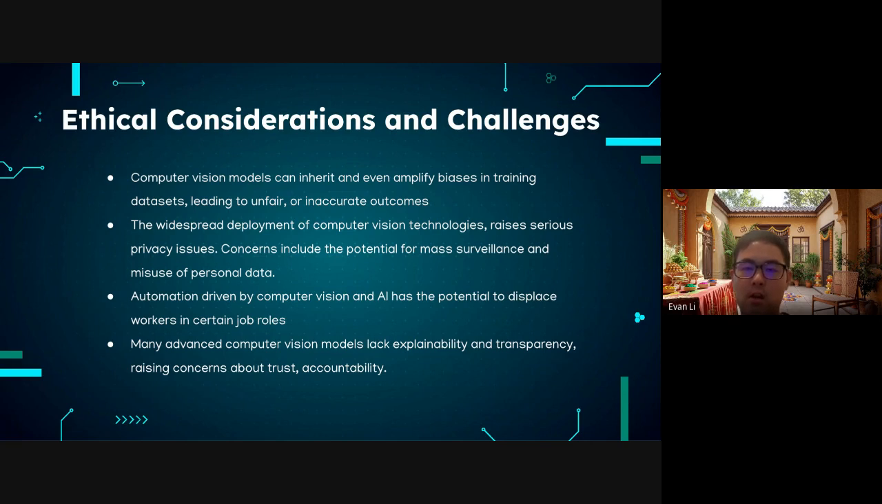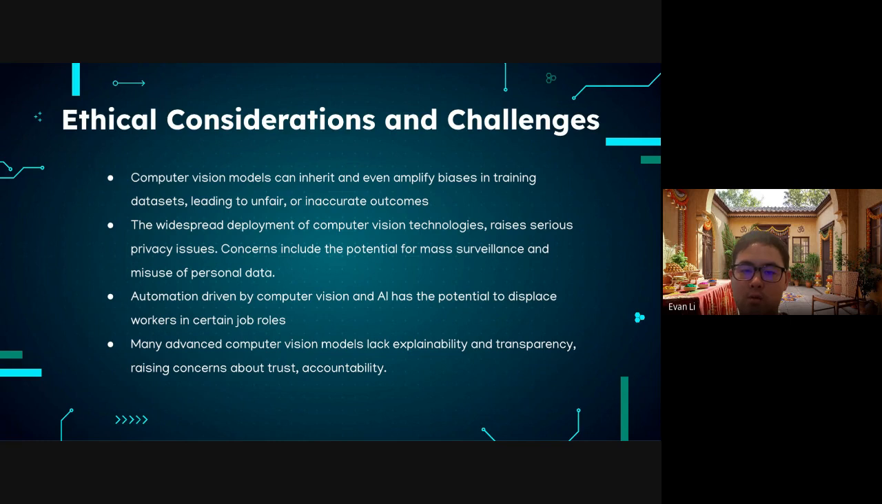The increasing automation driven by computer vision and AI also brings forth more concerns about job displacement. As computer vision systems become more capable of performing tasks previously done by humans, particularly in sectors involving repetitive visual tasks like image analysis, quality inspection, and data entry, there is a potential for automation-induced job displacement in certain industries.